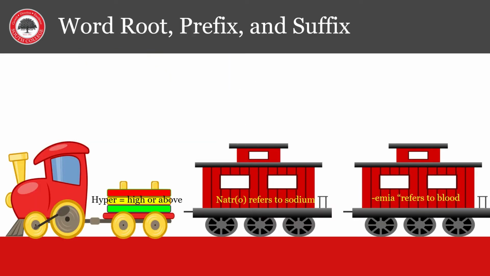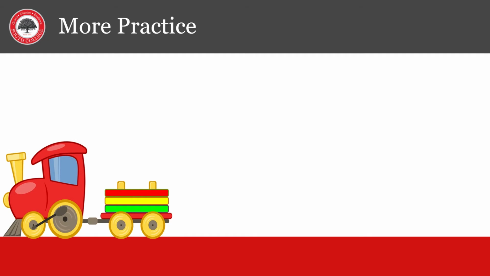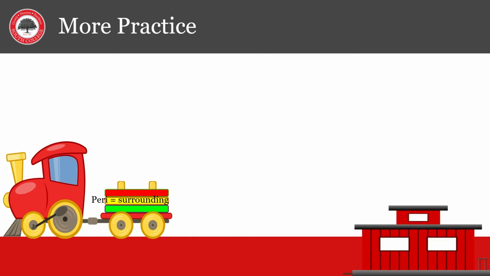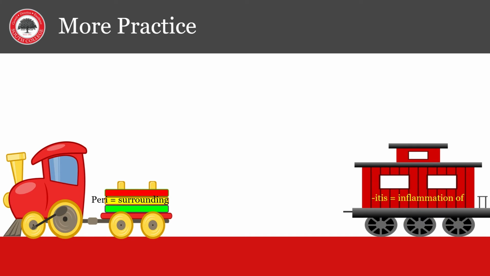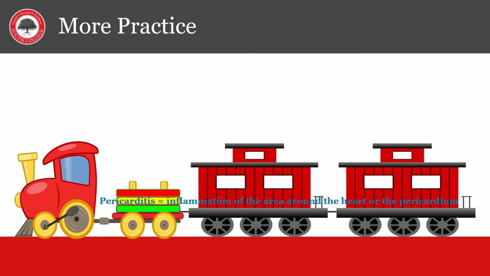Here's the last one we did. Hyper is the prefix, emia is the suffix, and natro is the root. Now for some more practice with the South College Railroad. Peri is the prefix meaning surround, itis is the suffix meaning inflammation of, and card is the root and refers to the heart. Prefix, suffix, root. What will this word form? Now we have pericarditis, or inflammation of the pericardium, or surrounding heart sac.